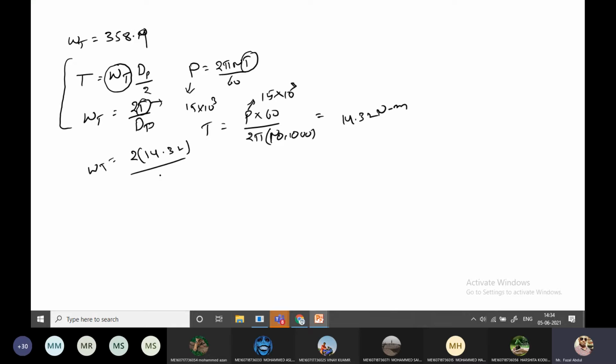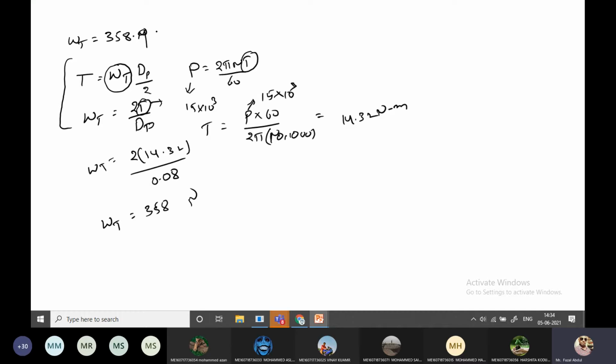dp value, how much given? 80 mm. 80 mm means 0.08 meters. Now tell me the Wt value. 358. 358. Okay.